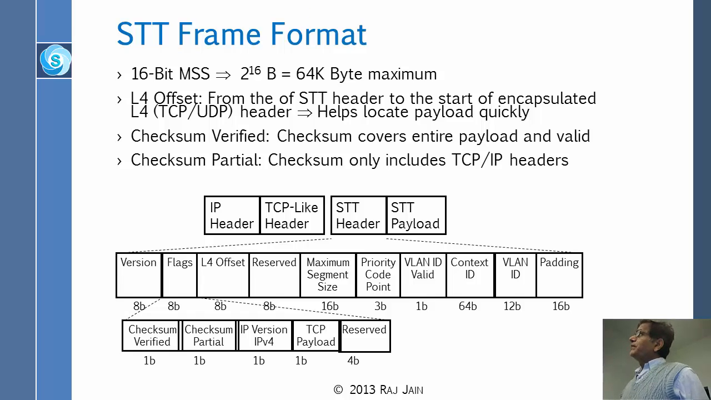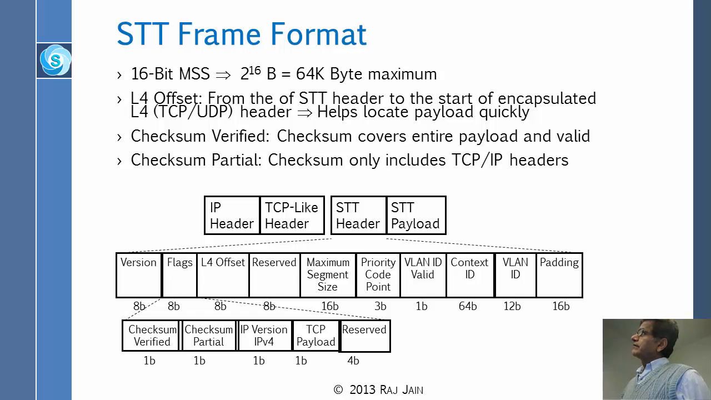16-bit MSS. Since the maximum segment size in TCP is 16 bits, you cannot send any more than 2 raised to 16 bytes, which means 64 kilobytes. So they have set it, that is the packet size.